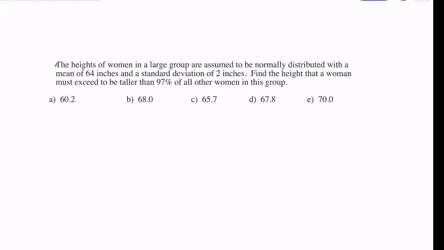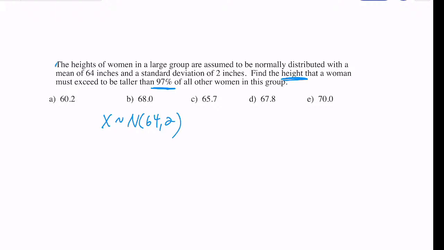The heights of women in a large group are assumed to be normally distributed with a mean of 64 and a standard deviation of 2. Sound familiar? So we know this one. This is the one we've been working with a bit. Find the height that a woman must exceed to be taller than 97%. Now, I give you a probability and ask for the height.